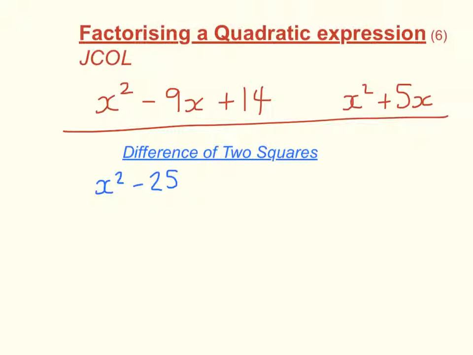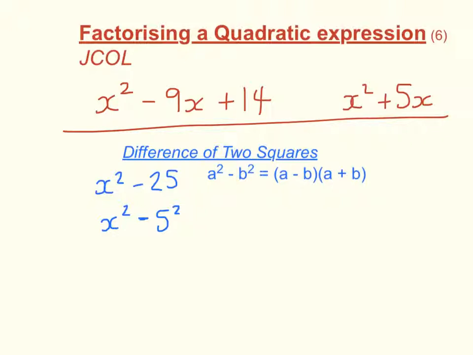Well, the key thing is you spot that 25 is a square number, it's 5 times 5. And you're able to therefore appreciate that what we have is x squared minus 5 squared. Now there's a rule that goes for difference of two squares, and it's here: a squared minus b squared equals a minus b, a plus b.